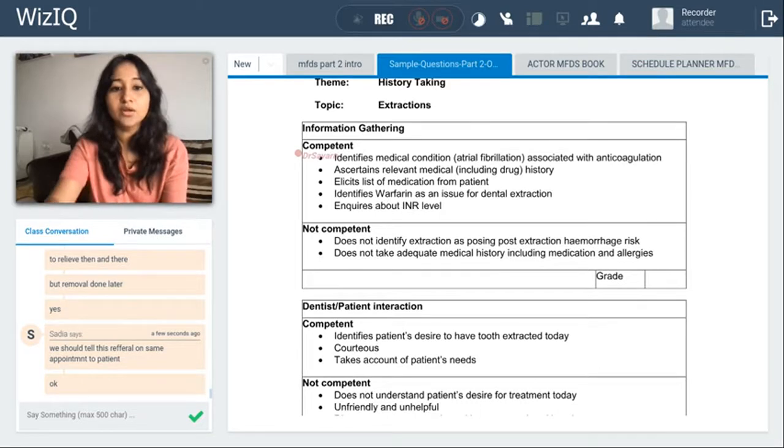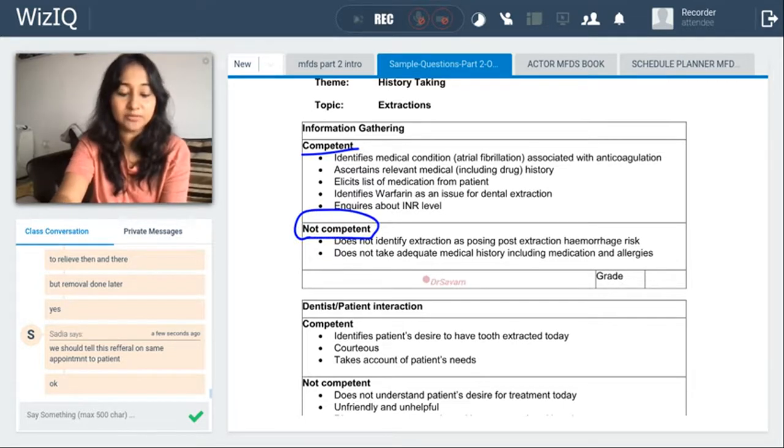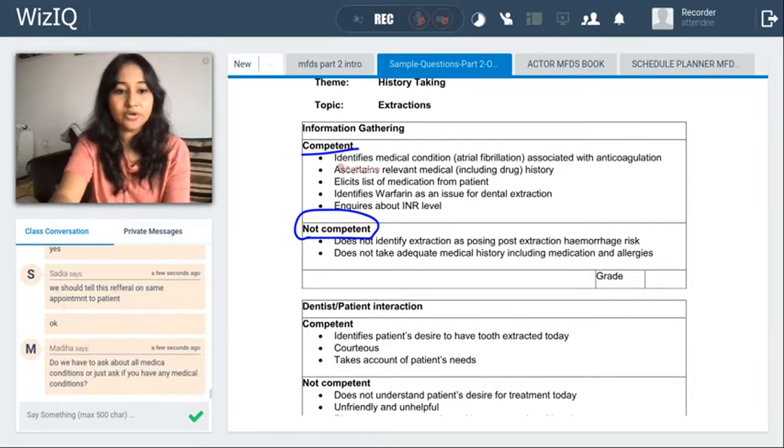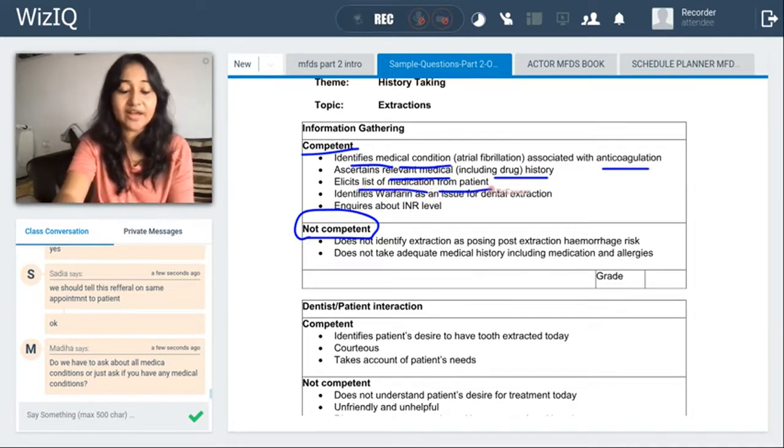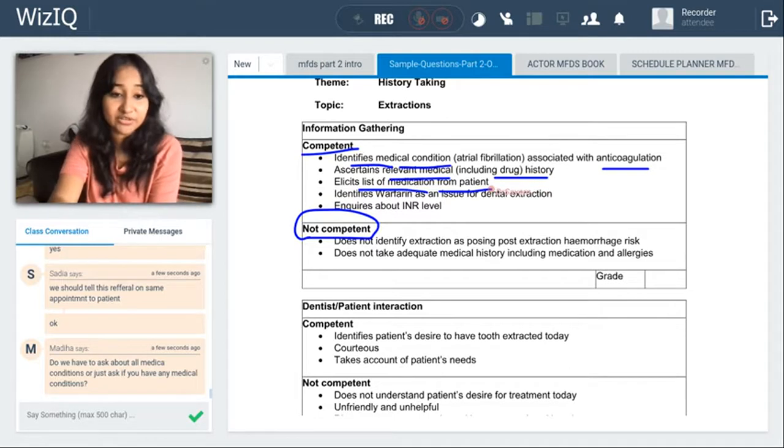Okay. Right. So here, you are either competent or non-competent. Non-competent means that you have not done some things well. So how would they understand whether you are competent or not? Identifies medical condition associated with anticoagulation. You have asked about relevant medical history, including drug history. Elicits the list of medication from the patient. This is where you'll be asking, can I have the list of the medications that you're taking?